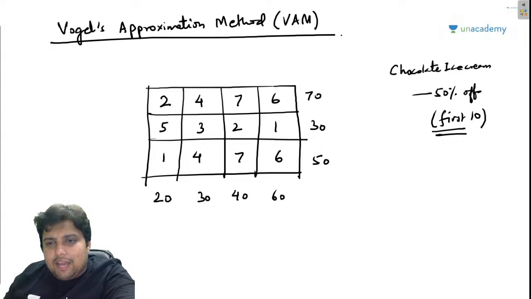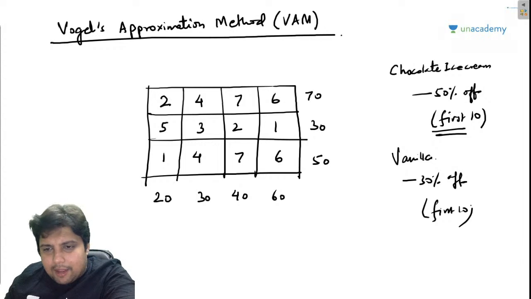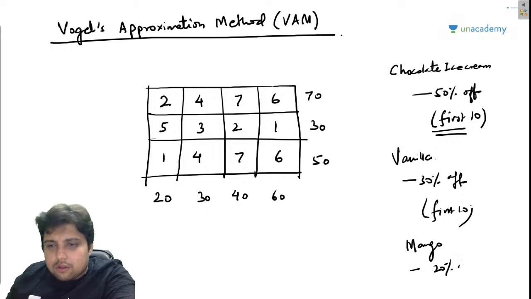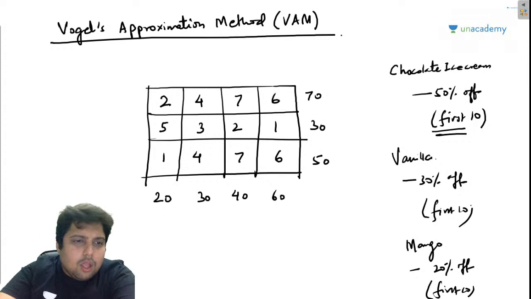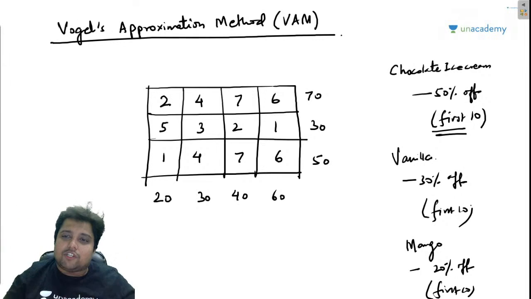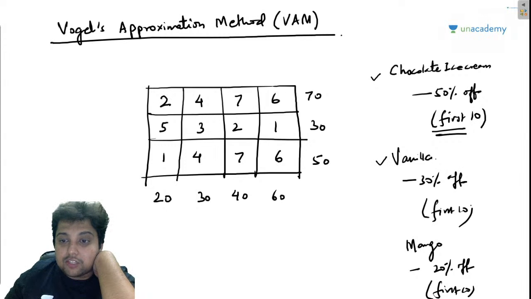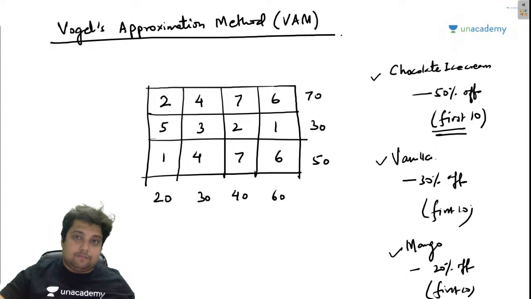Then vanilla ice cream 30% off for the first 10 customers, and then mango ice cream 20% off for the first 10 customers. My question to you is, if this is the situation in front of you, with a 50% discount on chocolate, 30% on vanilla, and 20% on mango for the first 10.